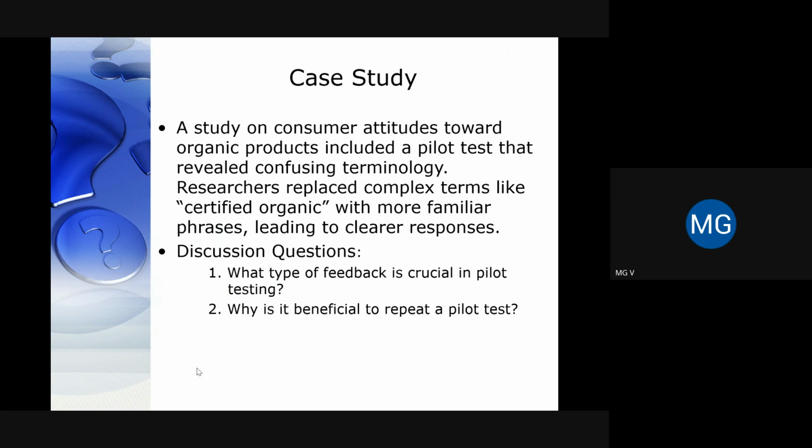Which type of feedback is crucial in pilot testing? Yes, sir. And sincere feedback actually. Right. So feedback on question clarity and survey, right? Why is it beneficial to repeat a pilot test? Why is it beneficial to repeat a pilot test?